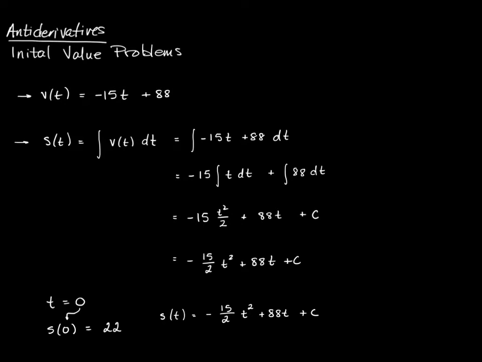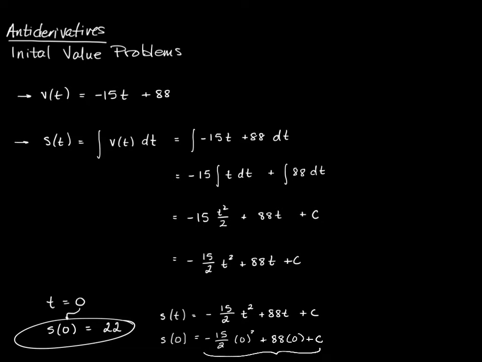So instead of this position function, I would have s of 0 equals negative 15 halves times 0 squared plus 88 times 0 plus c. That's s of 0. That's the position function when t equals 0. But I'm also told that s of 0 equals 22. So I can take this position function and set it equal to 22.